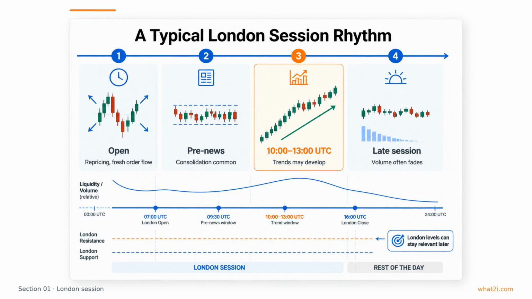The London session often follows a rhythm that becomes easier to recognize with experience. At the open, the market is frequently busy with repricing and fresh order flow, so early movement can be sharp and less stable.